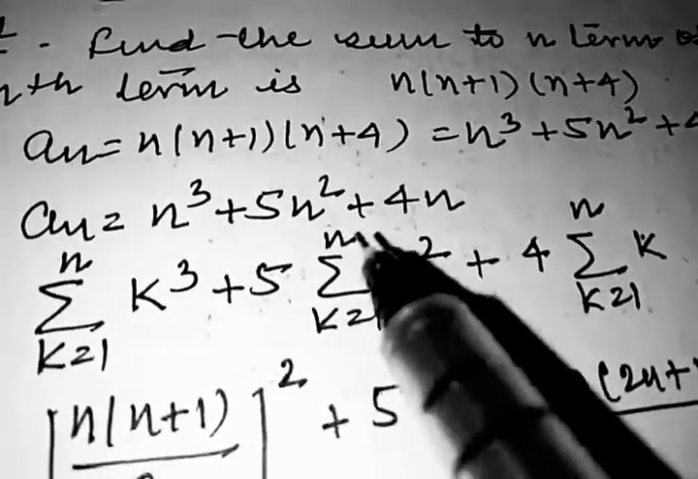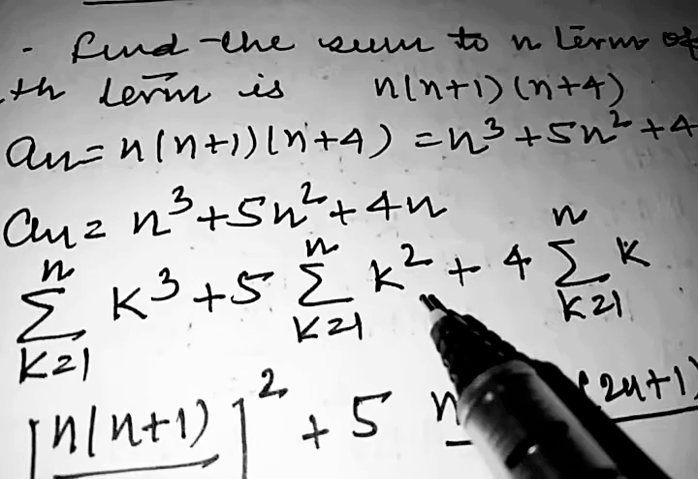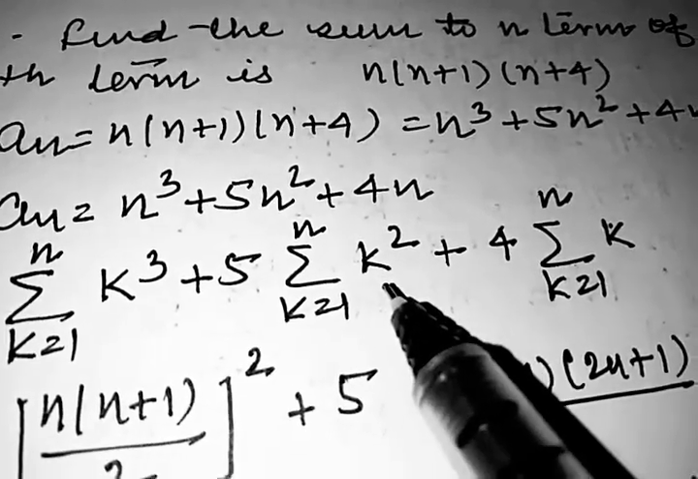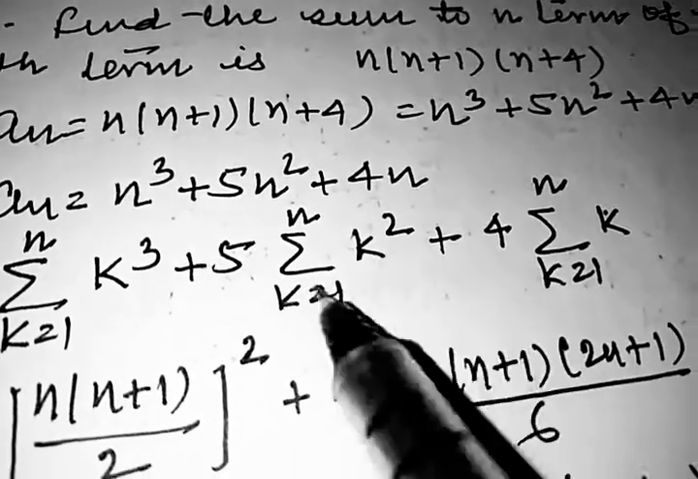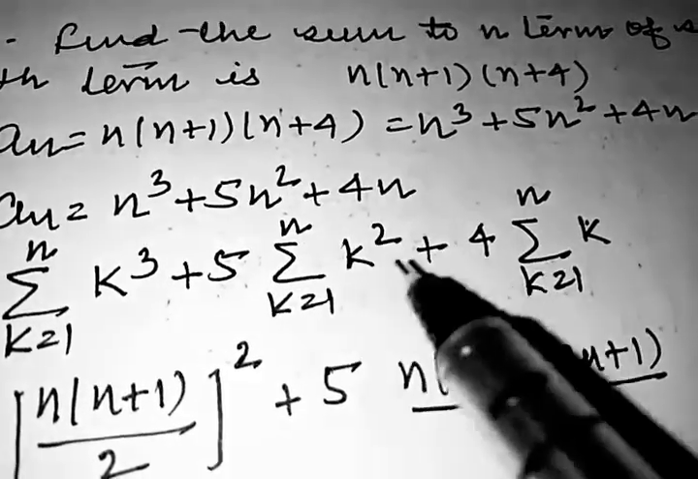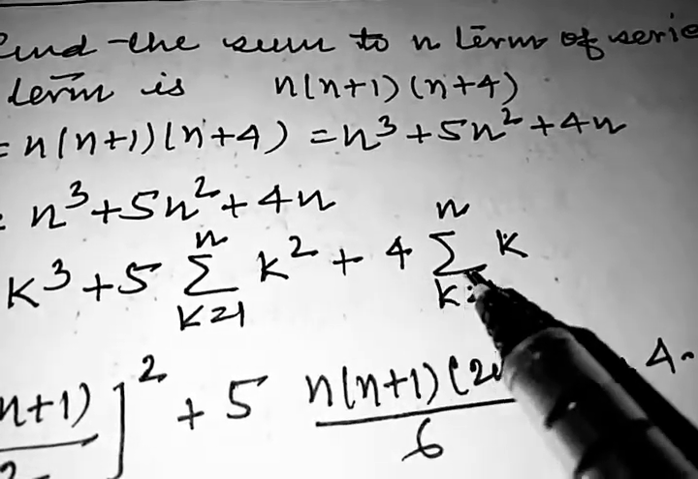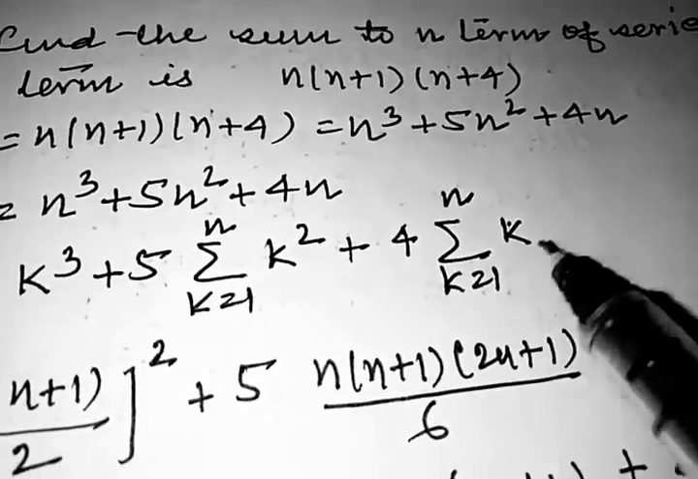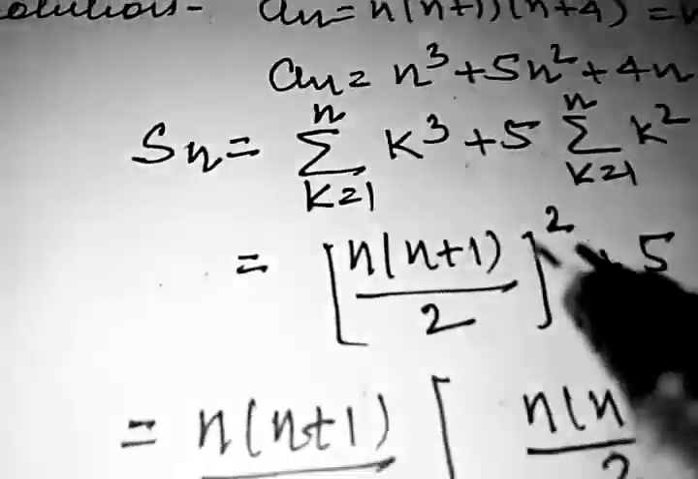Okay. This is 5 times sigma k square. You go on putting here, and you will be getting 1 square, 2 square, 3 square, 4 square, up till n square here. Then 4, and this will be sigma k. Now put all the values here.